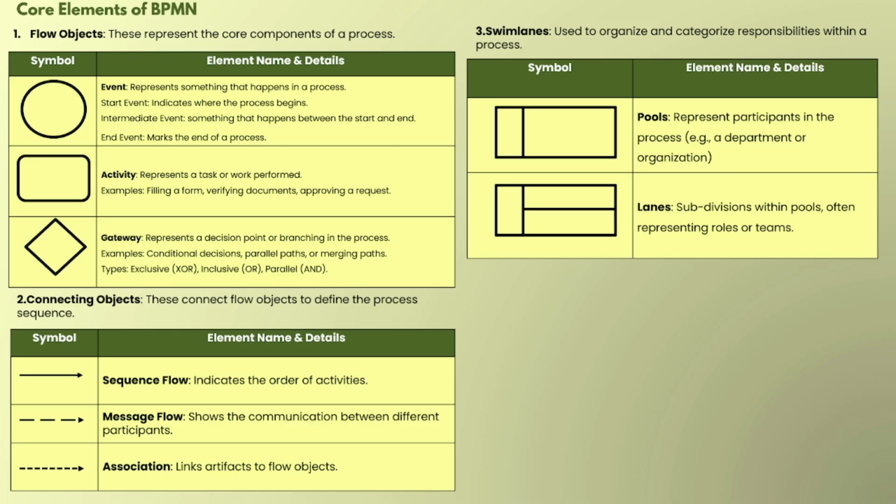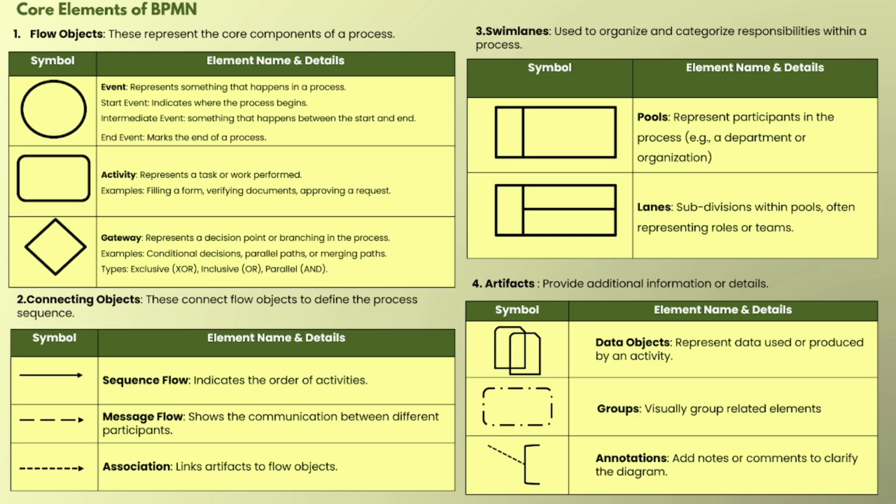And lanes are subdivisions within the pool, often representing roles and teams, meaning they are divided as per the department. If there are different departments, then each department lies in its own lane. Right now you might be confused about what exactly this is, but when you see it hands-on, you will get the exact idea of what I am trying to tell. It is very easy to understand.